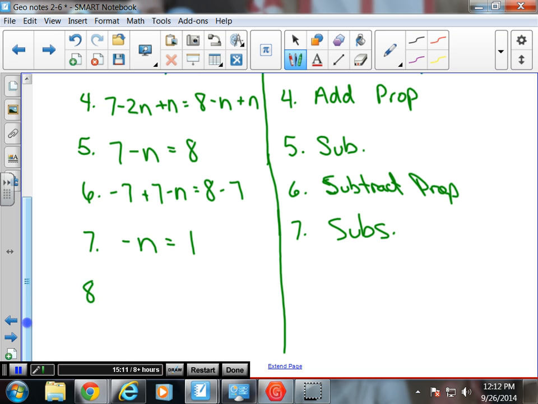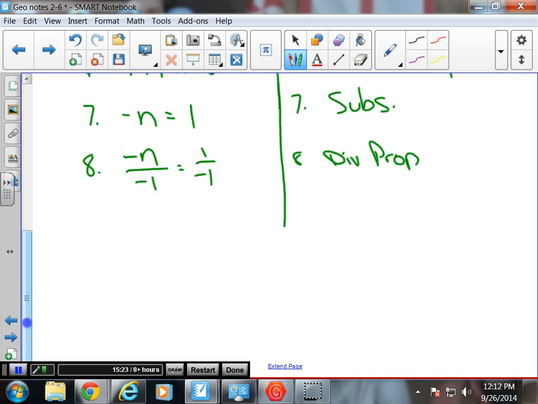Now I'm going to have to divide both of these. Negative n divided by negative 1 equals 1 divided by negative 1. That is the division property. And then your final answer gives you substitution again. If I substitute this, I get n equals negative 1. So that's what we were trying to prove. That's the 9 steps it took to prove it. Once again, it's not really anything different than you already know, but you have to explain how you're getting there.